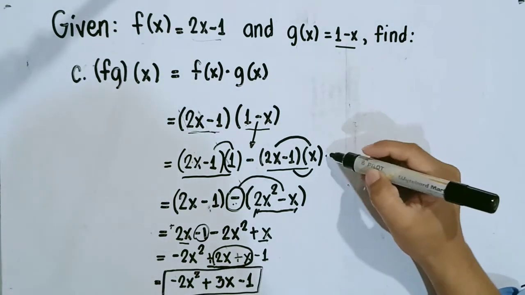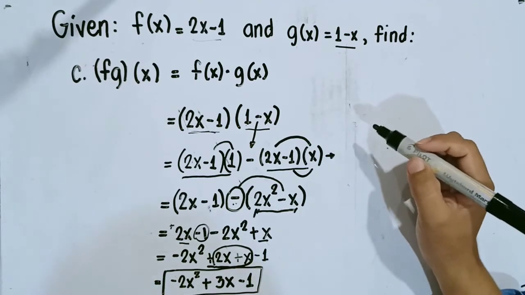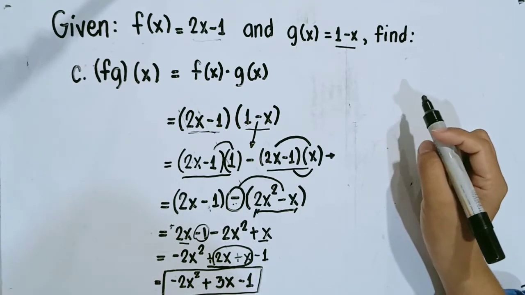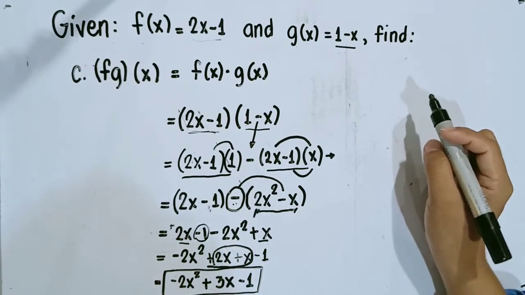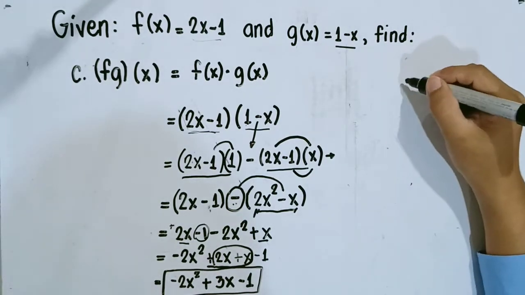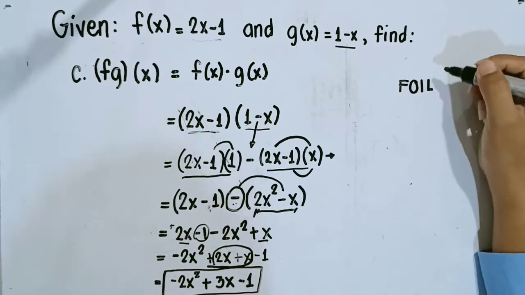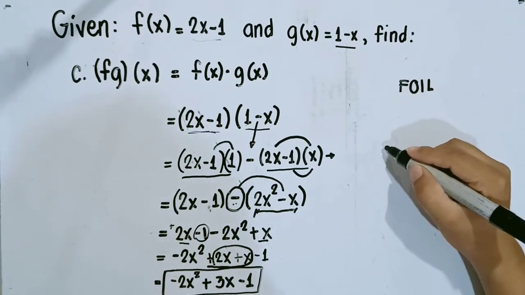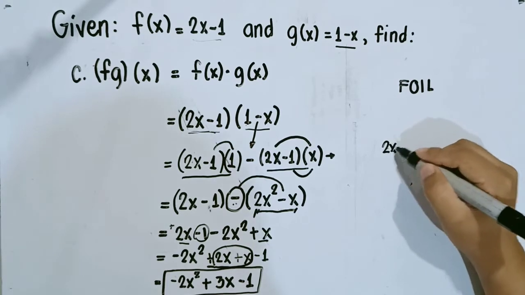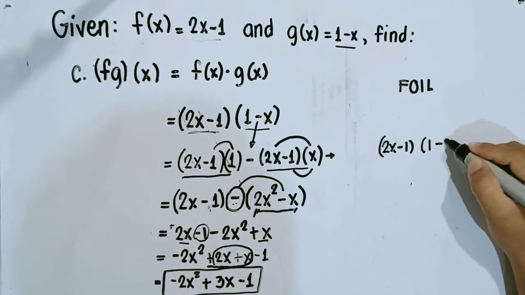Now, if you have a little problem using this way in multiplying two functions, you can use your very familiar way, which is the ice cream method or the FOIL method. I know that you're very familiar with the FOIL method. So we have 2x minus 1 times 1 minus x.